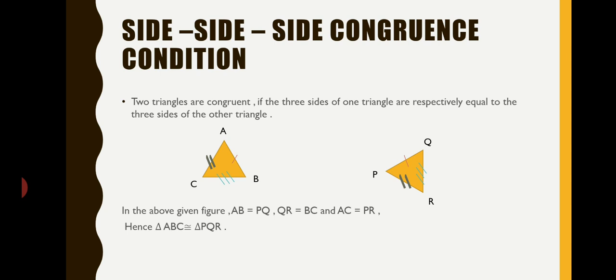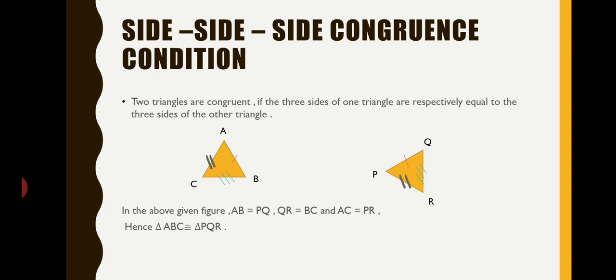Okay, so two triangles are congruent if the three sides of one triangle are respectively equal to the three sides of another triangle. It's not that all the sides should be equal in one triangle. That triangle is also congruent, but it's not compulsory. Side side side means one of the sides of one triangle should be equal to one of the sides of the second triangle.